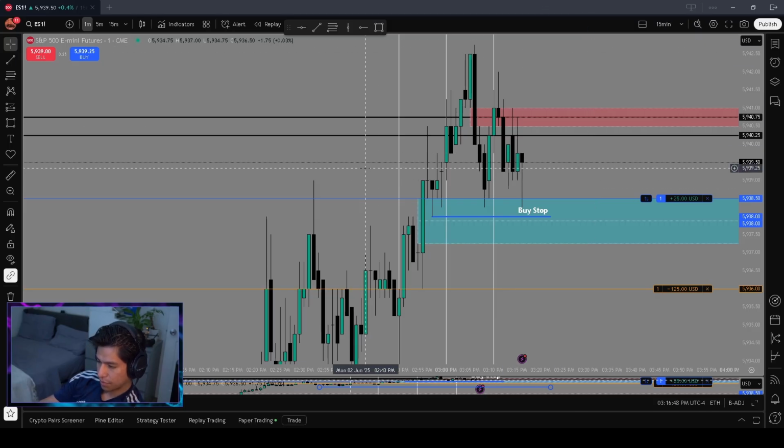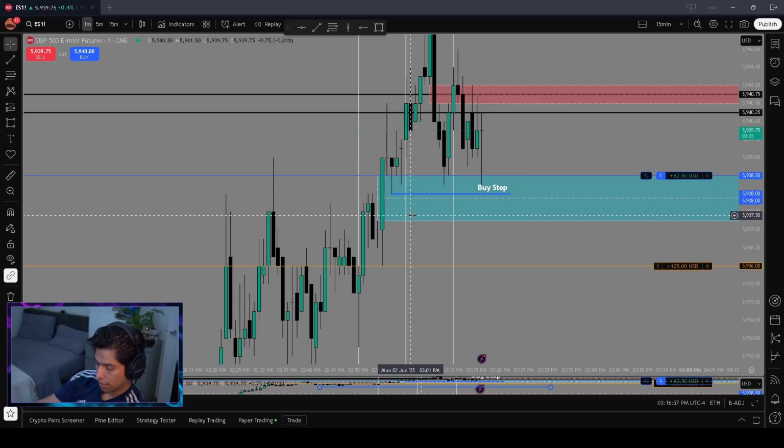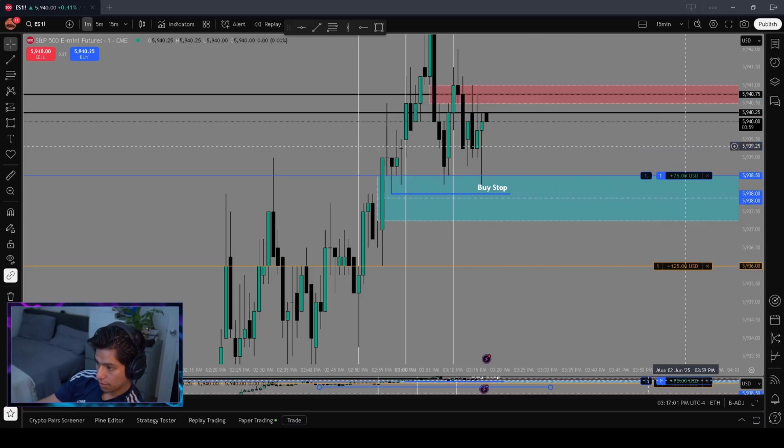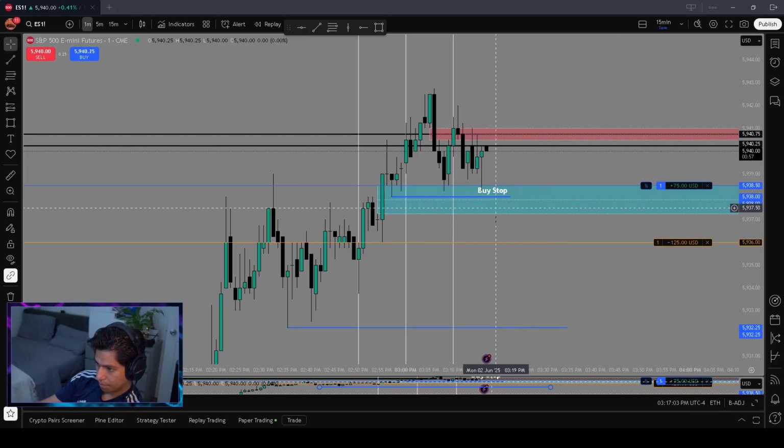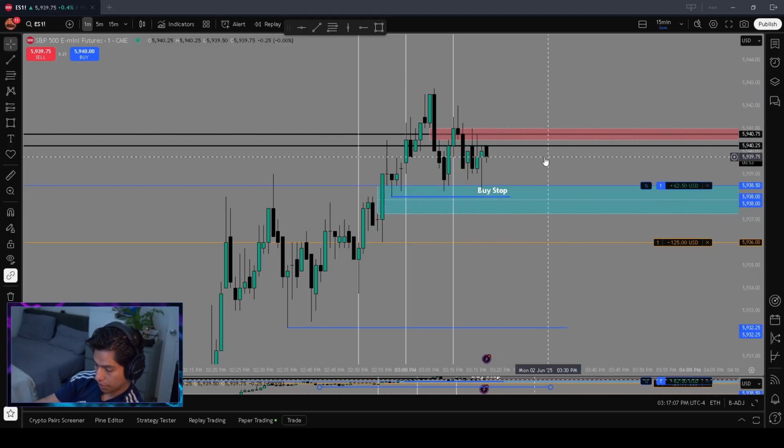So just like how I said before, we don't necessarily want to immediately buy here. We want to use old fair value gaps. I don't necessarily know order blocks and all that yet, but my main trade idea would be more of like fair value gaps that I think I'm going to be using.